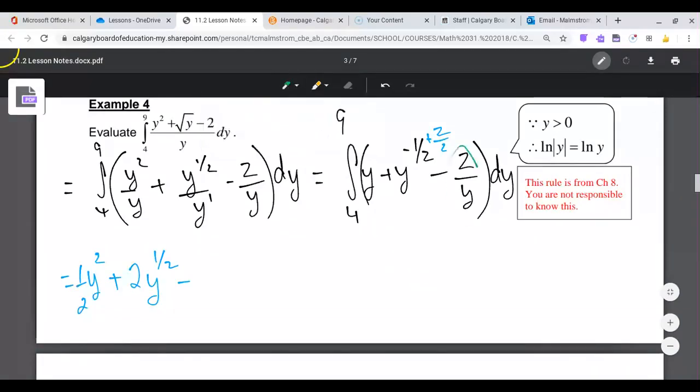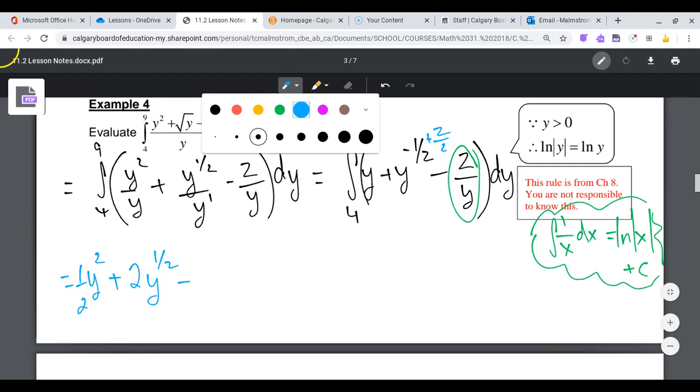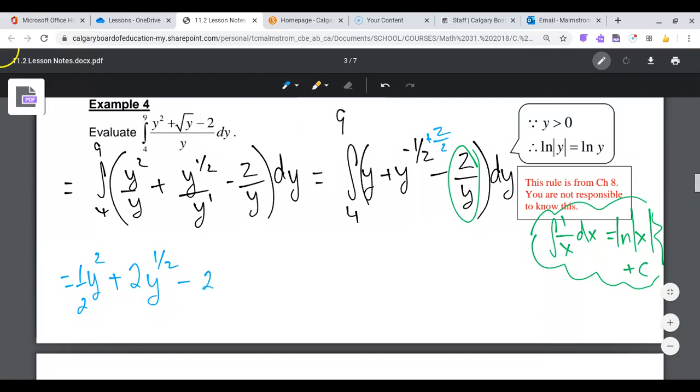In this part right here, we're going to use the rule that the antiderivative of 1 on x dx is actually ln absolute x plus c. Now that's in one of our extra rules that you don't need to know, but we would need to know it for this one. So then this would be minus 2 ln y, and it would be absolute y because our y has to be bigger than 0 for a logarithm. And then we are evaluating this from 4 to 9.